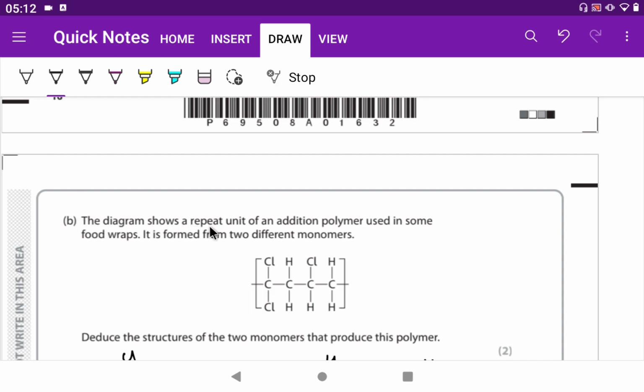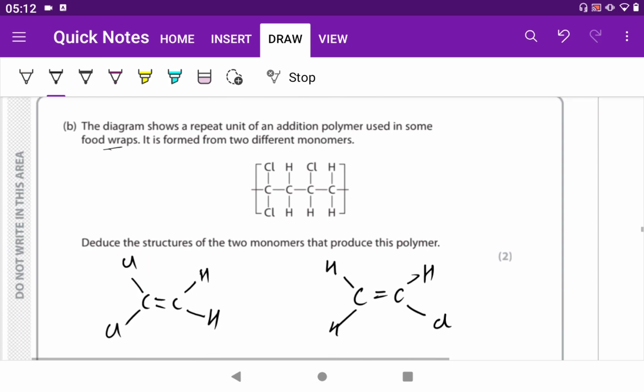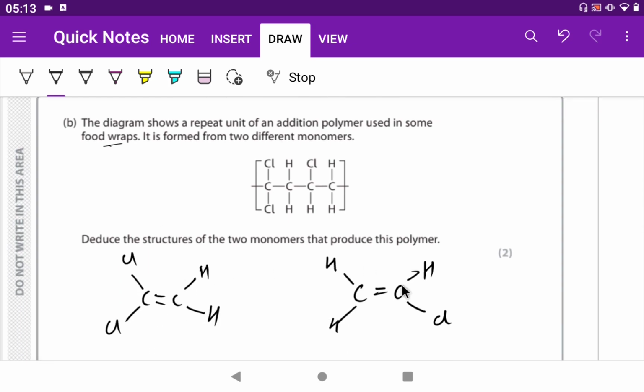The diagram shows a repeat unit of an addition polymer used in some food wraps. It is formed from two different monomers. Deduce the structure of the two monomers that produce this polymer. So how can this polymer be produced? By these two formulae. Here there are 2 chlorines and here a single chlorine, so one will be this compound and the second will be this compound.